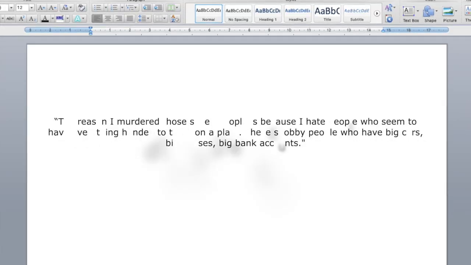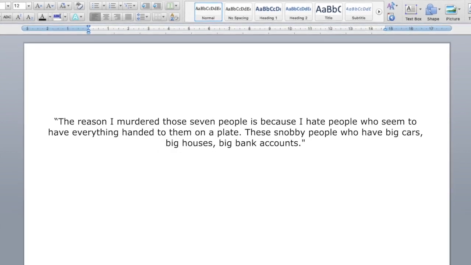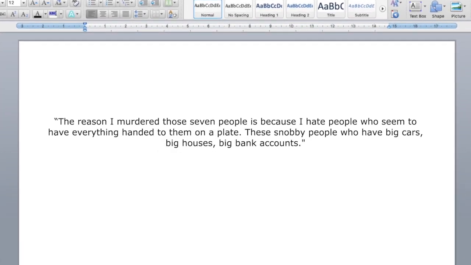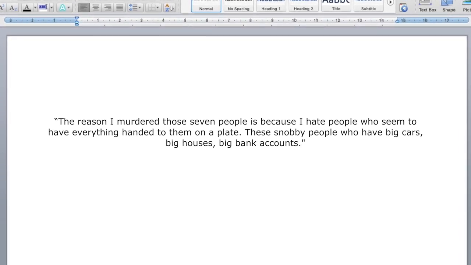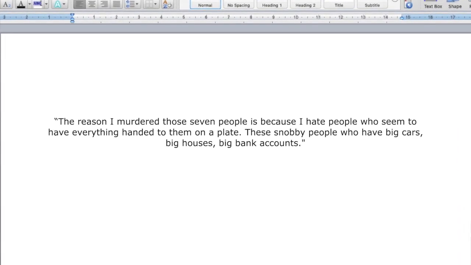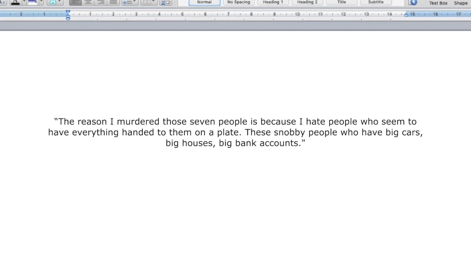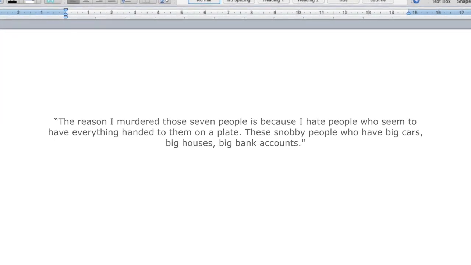So if you have a character at the end of your story just spouting out dialogue that sums up and ties up the whole plot, that's not good enough. For example, if you have written something like this to tie up your crime thriller novel: the reason I murdered those 7 people is because I hate people who seem to have everything handed to them on a plate. These snobby people who have big cars, big houses, big bank accounts. That's not good enough, okay?